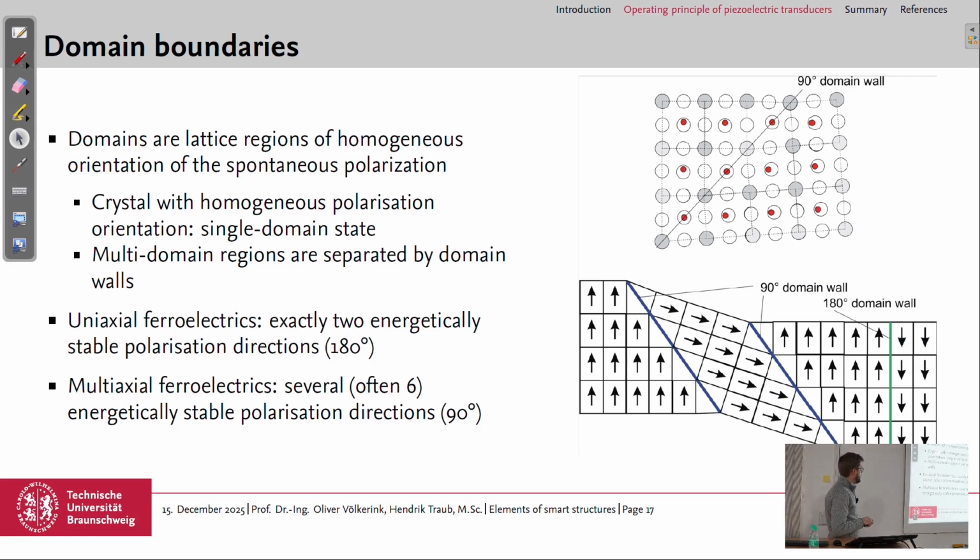There are uniaxial ferroelectrics, which have only 2 stable polarization directions with 180-degree domain walls, so only like this. And we have multi-axial ferroelectrics, which have several, often 6, like I showed, stable polarization directions.